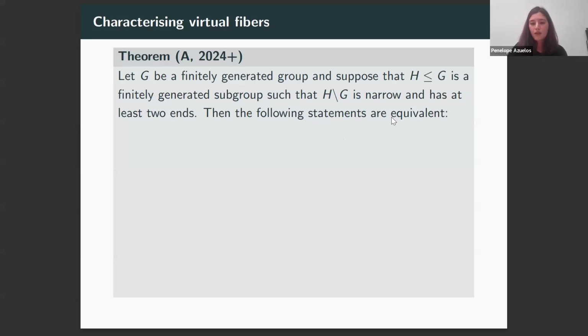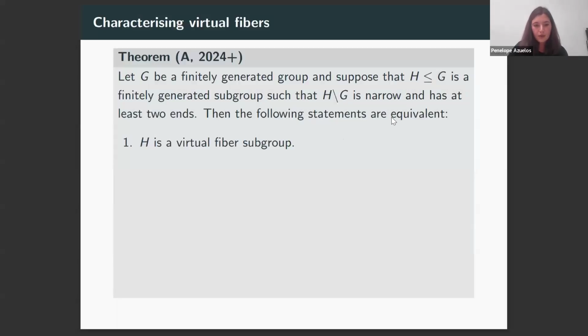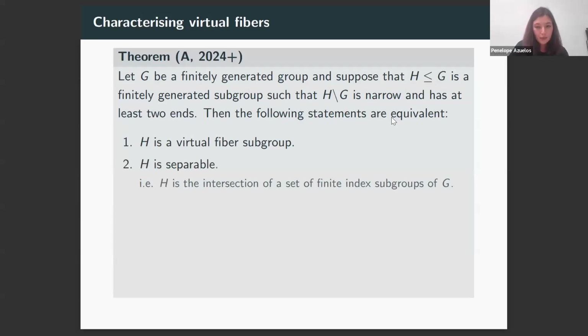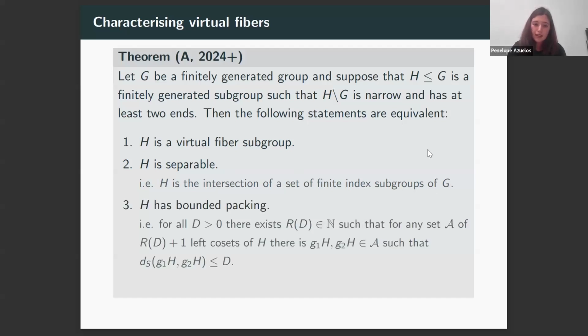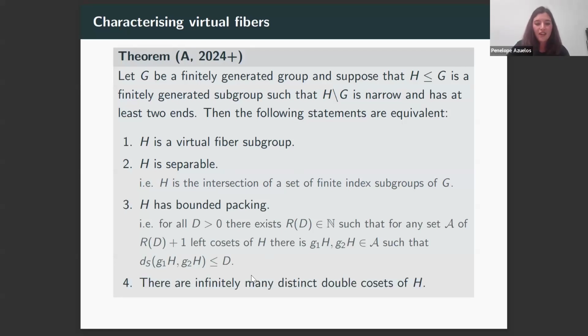Okay, so then we have some equivalent statements. So first of all, H is a virtual fiber subgroup if and only if it's separable. This means that it is the intersection of some finite index subgroups of G. It has bounded packing. If you don't know what this means, you can ignore it, but the definition is there. And lastly, there are infinitely many double cosets of H.